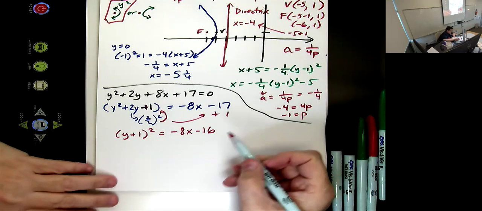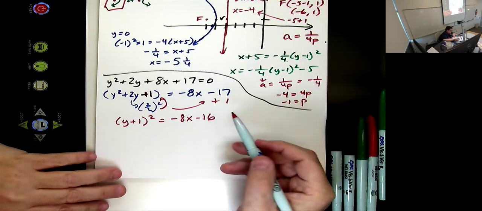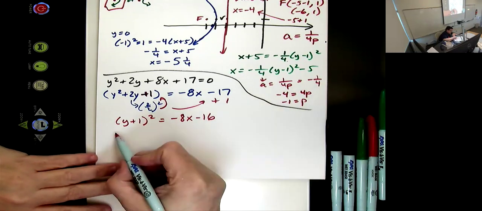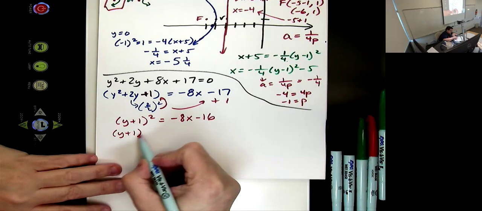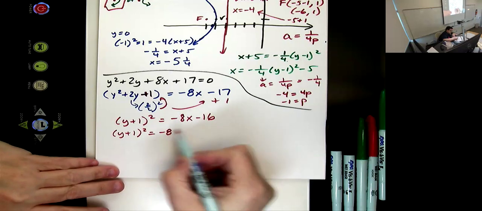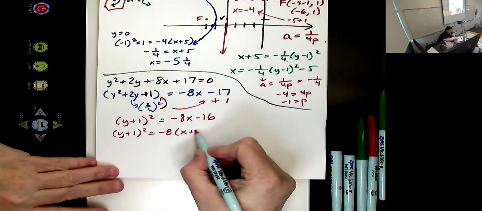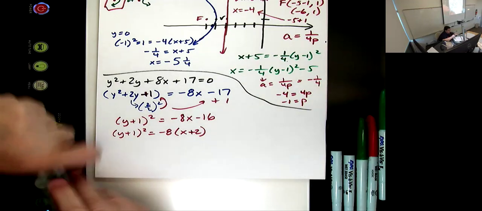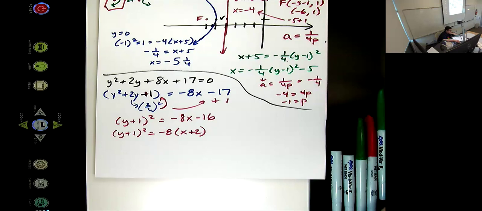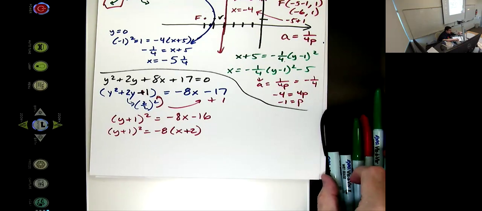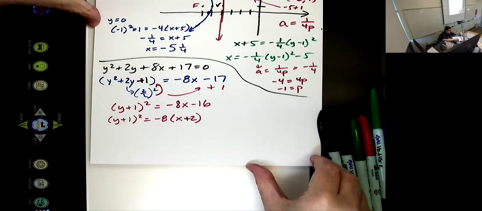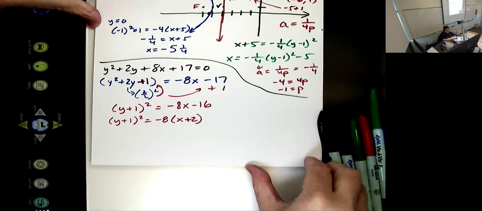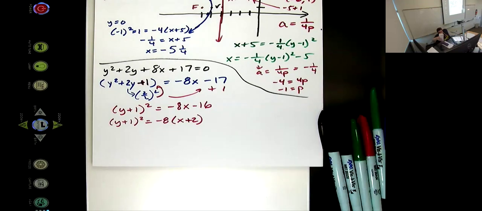And if I want to write it in a form that's more usable to find that vertex, I'll factor out the negative 8. And I get x plus 2. Find P and sketch this graph. And we'll do it together in a second.